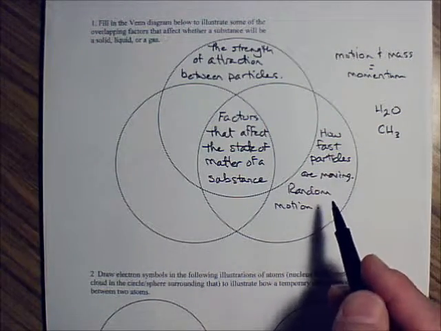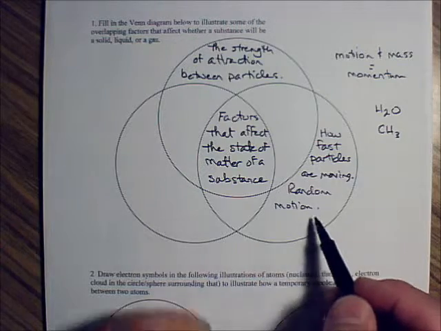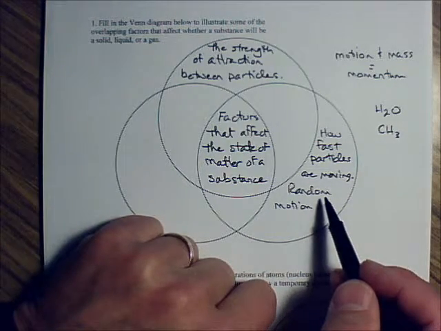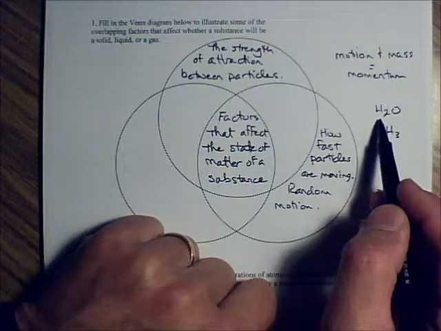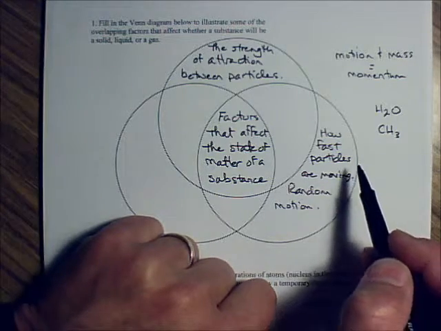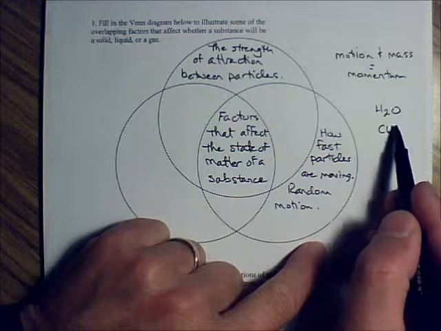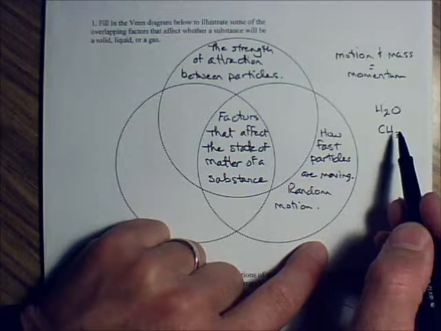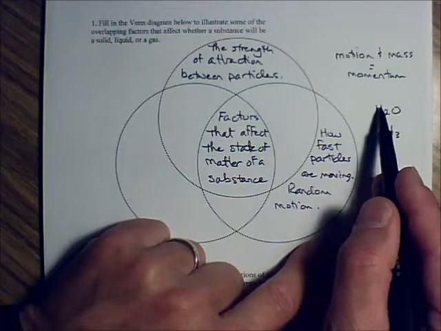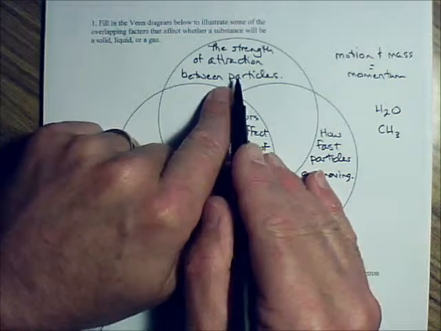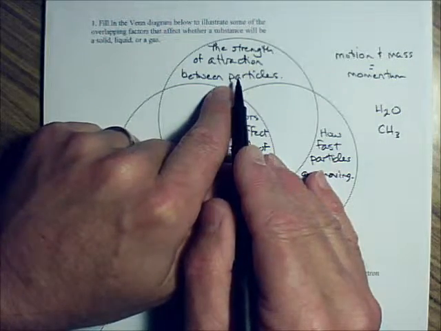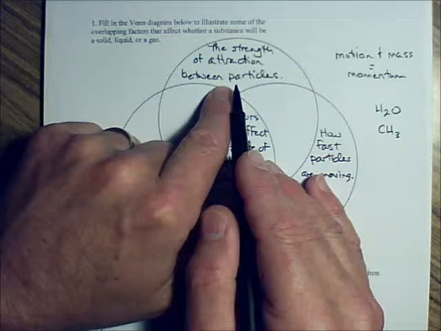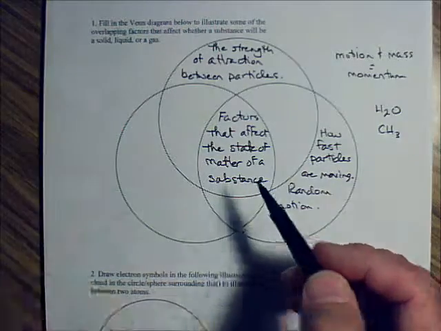Water and methane have about the same mass. Okay? They have about the same mass. But if the temperature is the same, say room temperature, water is going to be a liquid, but methane is going to be a gas. Because water has a much higher strength of attraction between particles. Okay? Does that make sense? All right.